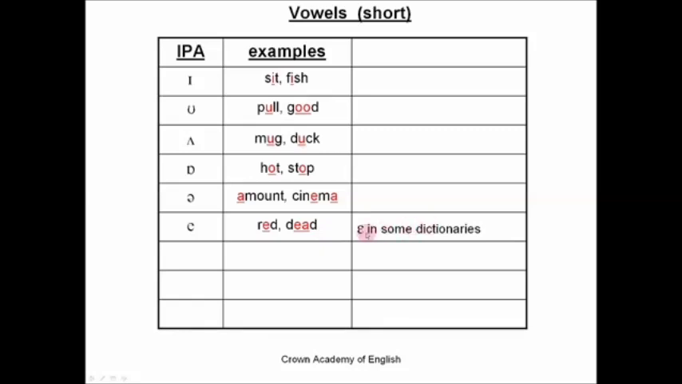And in some dictionaries, this symbol is like this. It's a slightly different sound. But some dictionaries use this symbol. A, cat, fat. And this is an American English sound. This sound is mother. This one is also an American English sound. And this one is, for example, girl. Okay, so those are the short vowels.